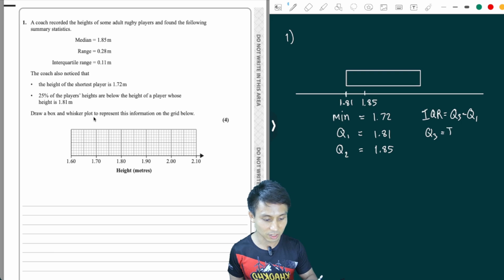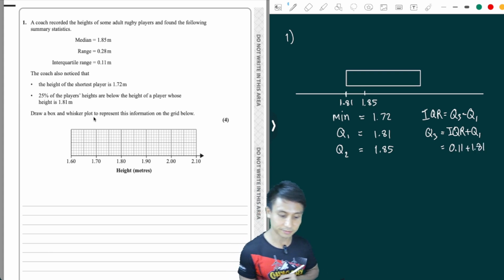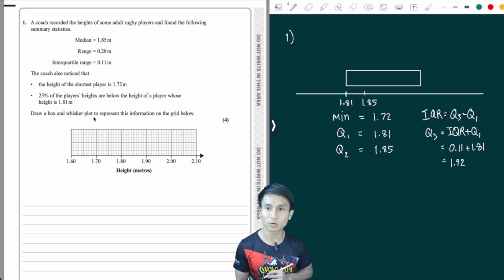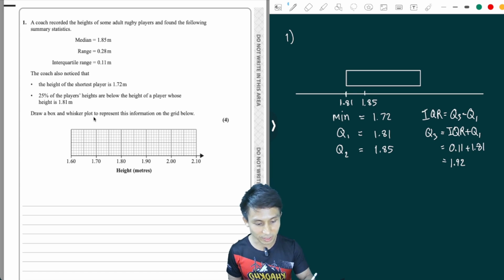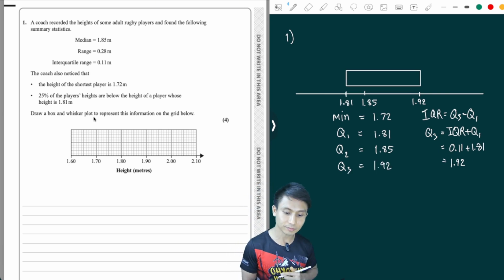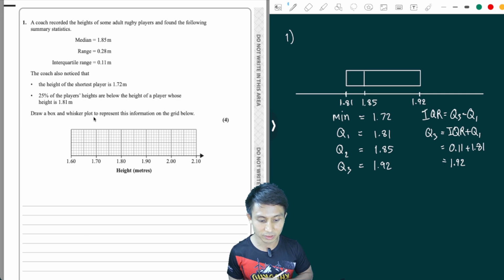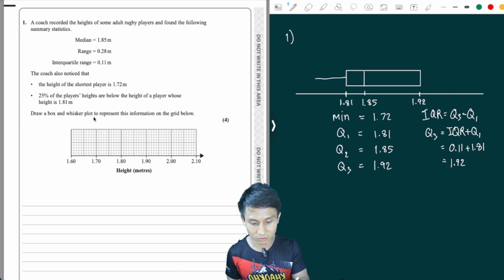So Q3 is just IQR plus Q1, which is 0.11 plus Q1, which is 1.81. So that's going to give us 1.92. Okay, 1.92 there. So we're going to make it our third quartile. All right, like that. Yeah, so let's draw the middle line here as well. It's just the second quartile. Now the minimum and maximum. The minimum, already known, is 1.72, so I'm guessing it's going to look something like that.